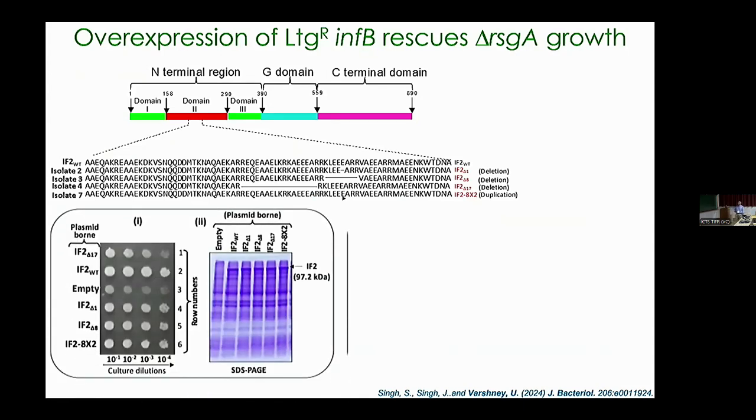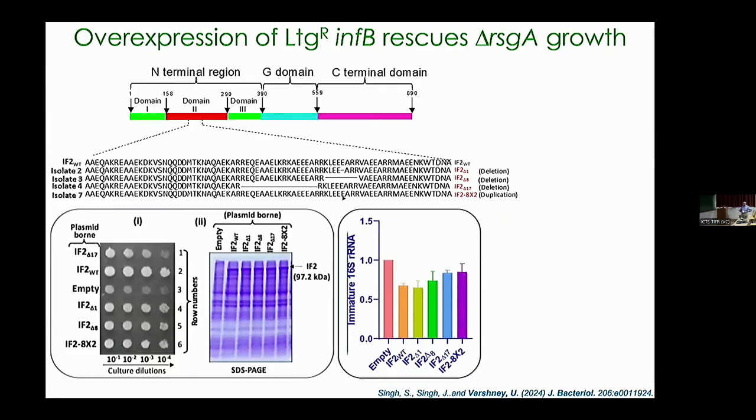And what Sudhir saw here was as follows, that IF2 overexpression rescues RSGA. And what he wanted to know, do these alleles also rescue? And what you will notice here is that the IF2 alleles which are resistant to lamotrigine are also rescuing the defect. Yeah? And this is also seen by quantification here.